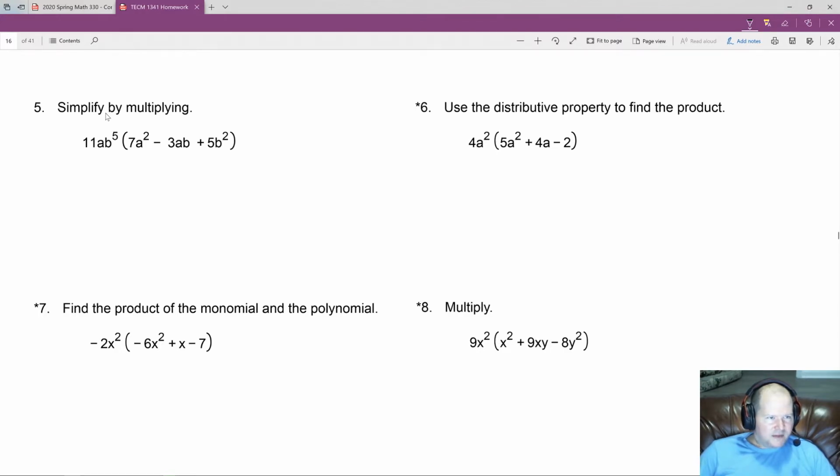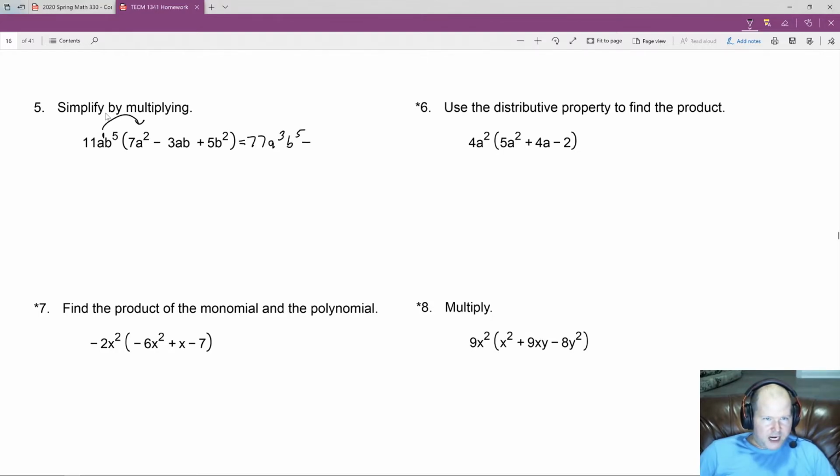Next, we distribute 11ab to the fifth power times 7a squared minus 3ab plus 5b squared. So we say 11ab to the fifth power times 7a squared. We can break this apart a little bit. 11 times 7 is 77. And then we move on to the variables. A to the first power, understood first power if you don't see it, times a to the second power is a to the third power. Then we have b to the fifth power. And there's no b on the second one, so we just keep the b to the fifth power.